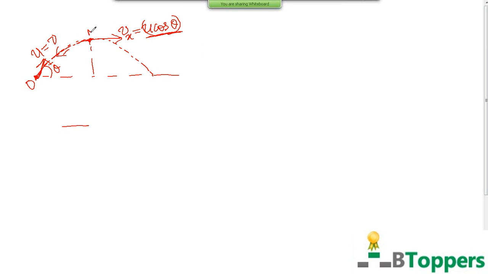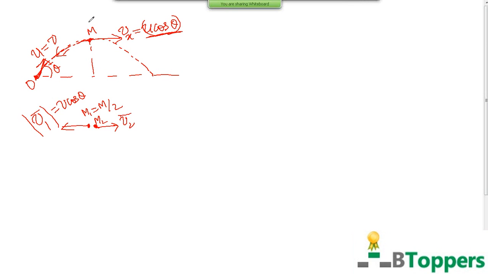let m denote the mass of the projectile before it explodes. So one of the parts with mass equal to m by 2 begins to move in the opposite direction with velocity of the same magnitude, equal to u cos theta or v cos theta. So let v2 bar denote the velocity of the other part just after explosion.